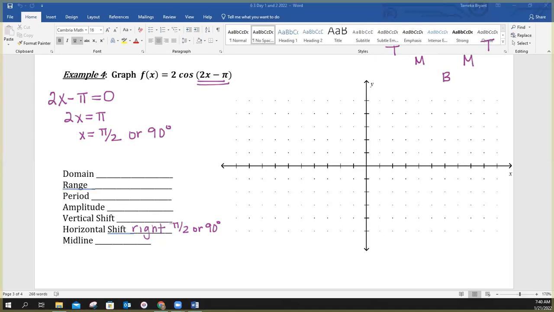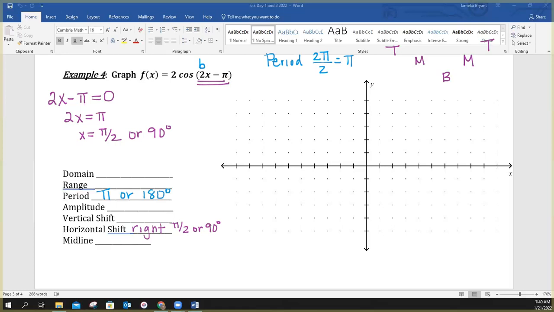So in this one, we actually have a coefficient other than 1 in front of x. So we have a 2. So the period is going to be 2 pi over 2, which is pi. So where it says period, I'm going to say pi, which is 180 degrees.